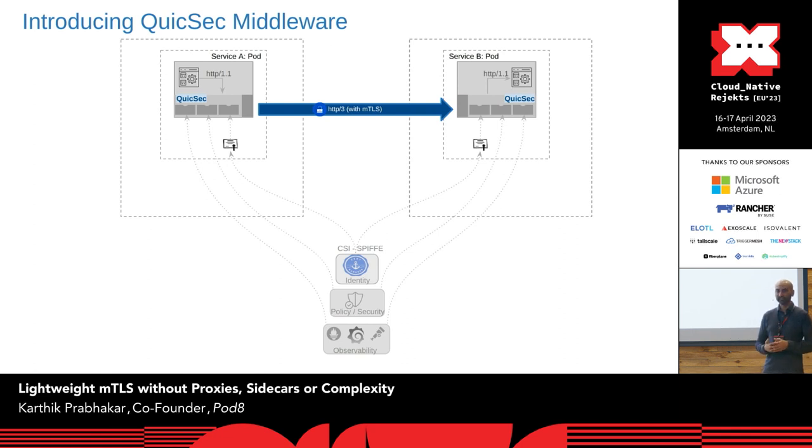Authenticate the remote side and authorize it. So that way, you don't have to worry about all of the additional things that you are not doing. And that's part of the intent of QuickSec: if you're going to do TLS, just make it mutual TLS and plug in the controls at runtime.